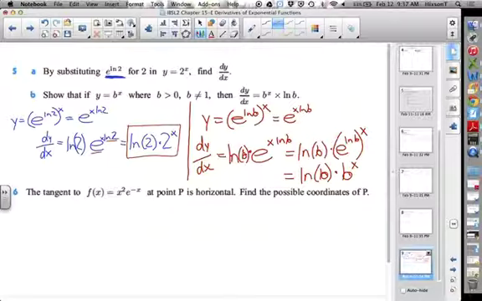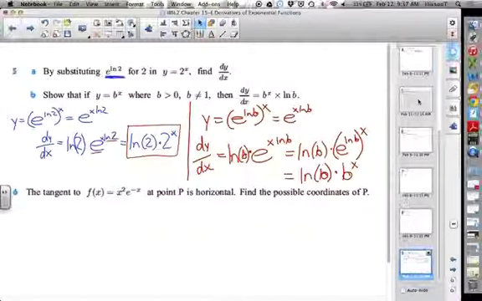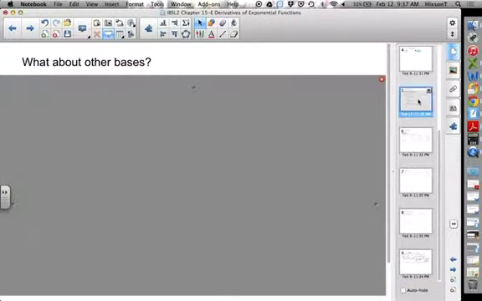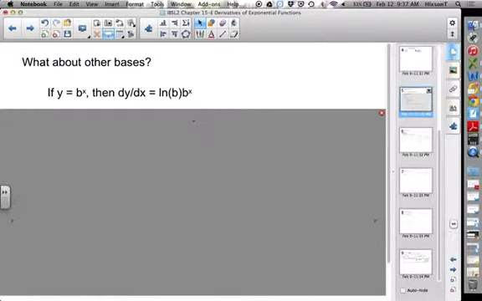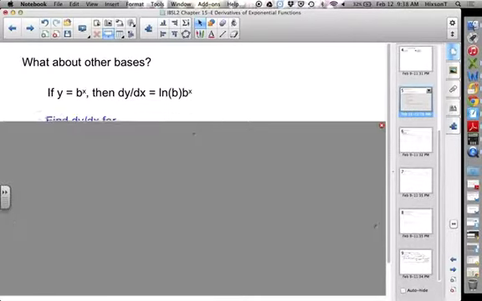Now let's go back here for a moment. This might have been a question that you asked, or you were thinking about: what about other bases other than e? So here's the rule that we just looked at. If y is b to the x, then dy/dx is the natural log of b times b to the x. This is going a little bit beyond IB, but I think it was a valid question to ask. So let's just run through a couple of these.